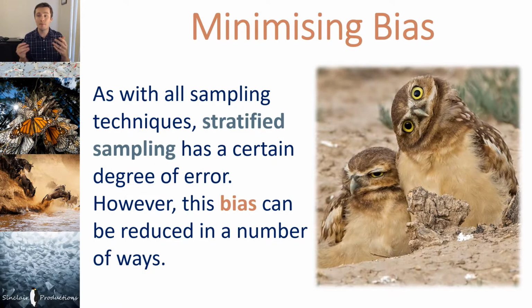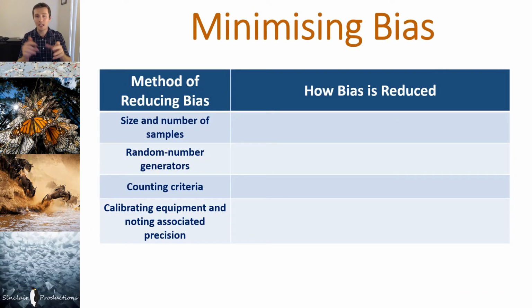Alright, so to begin with, minimizing bias. As with all sampling techniques, stratified sampling has a certain degree of error. However, we can reduce the amount of bias in a number of ways. So let's go through those different ways there. Get this table in your book. They're the ones they want you to look at and go through how bias is actually reduced.